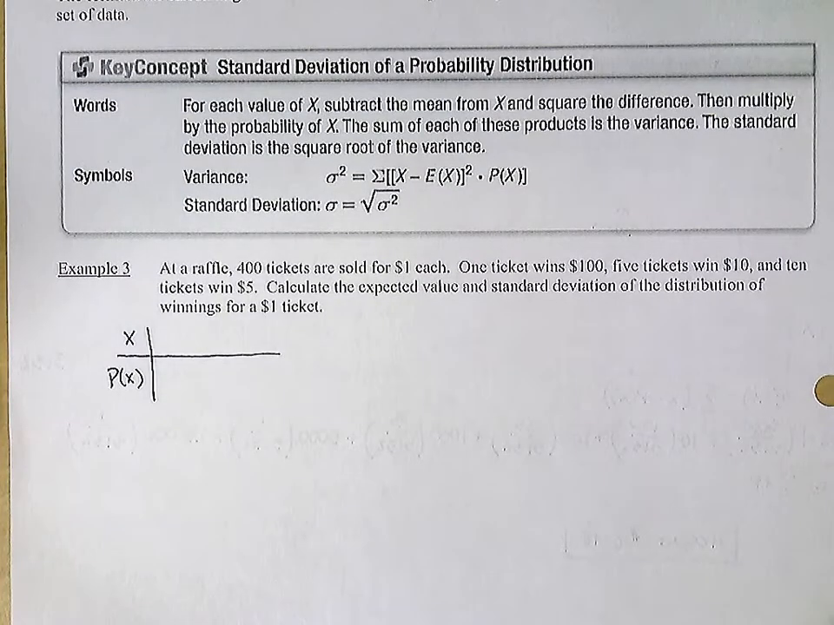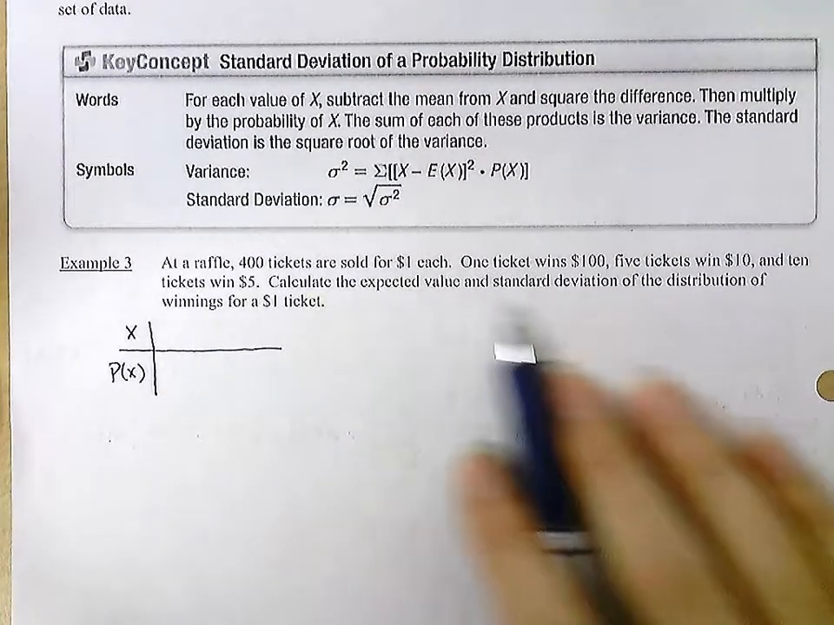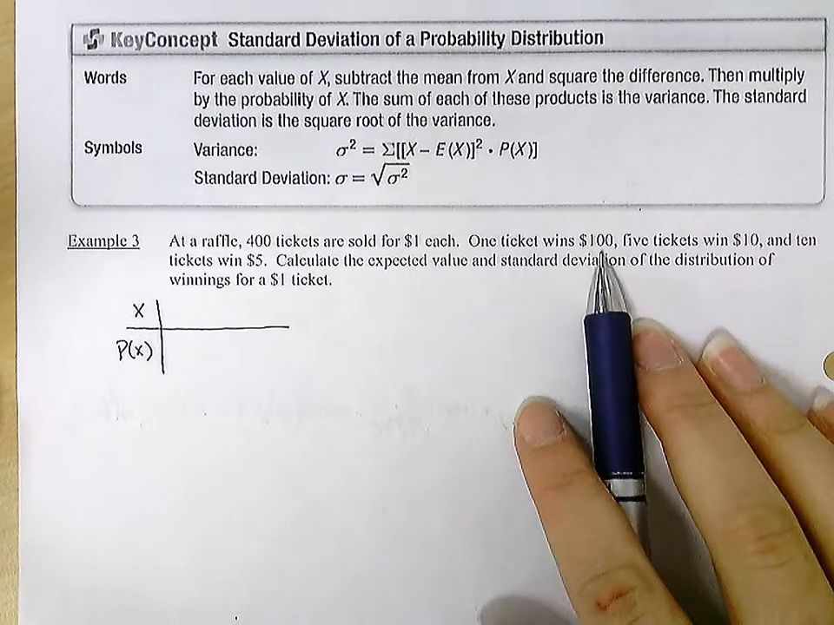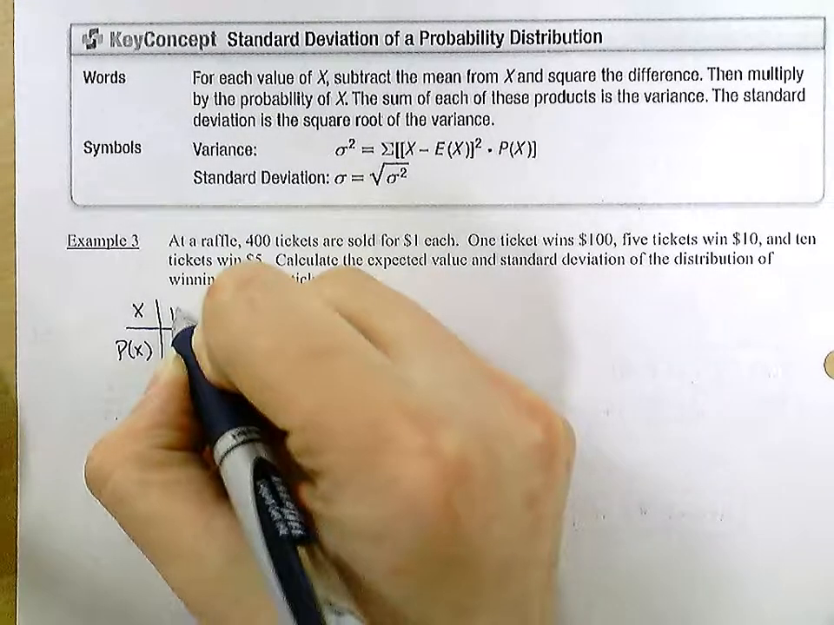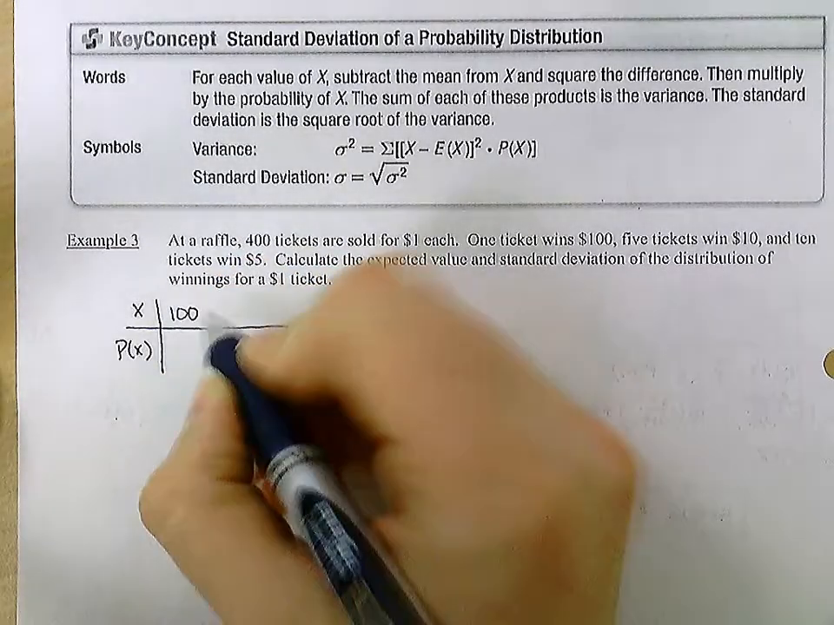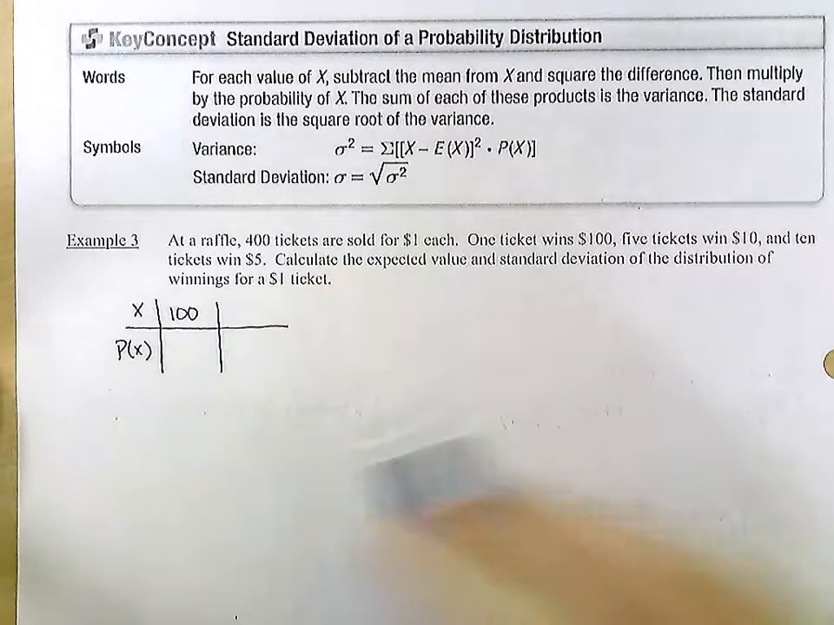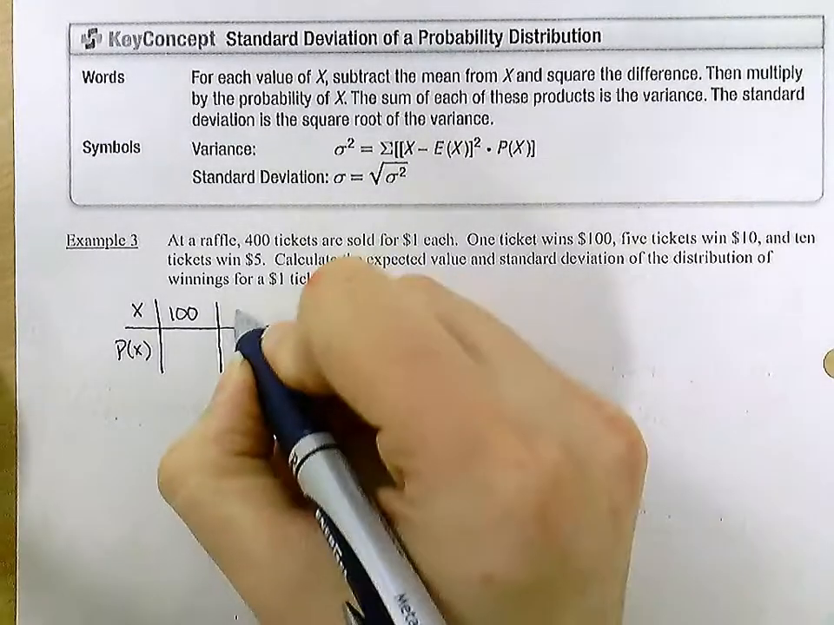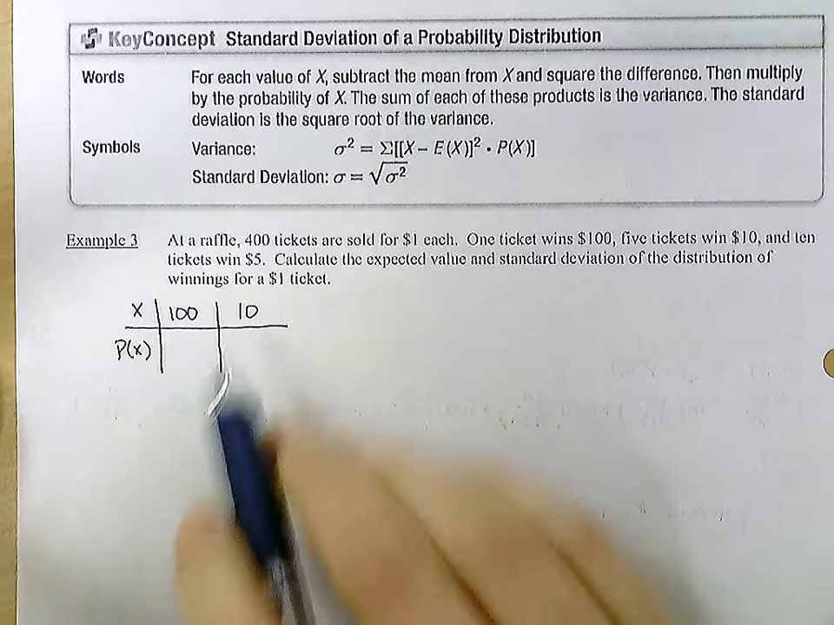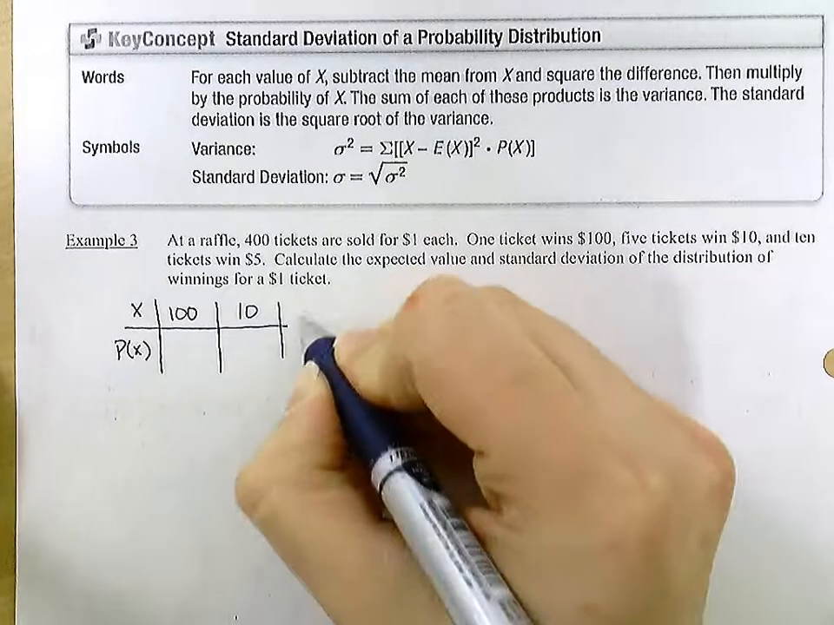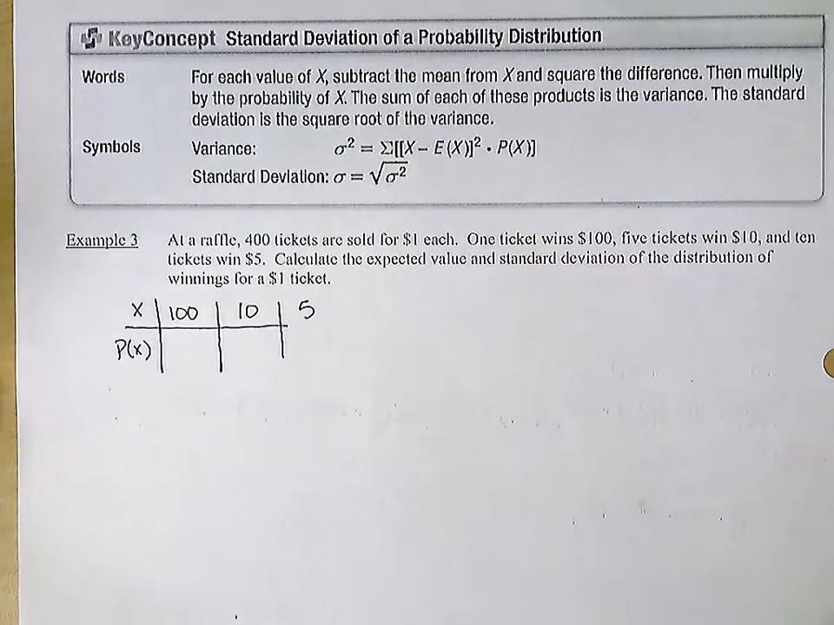Our x values are the dollar amounts that you win. So we have $100 as one winning ticket, $10 for another winning, and $5 for that one winning.